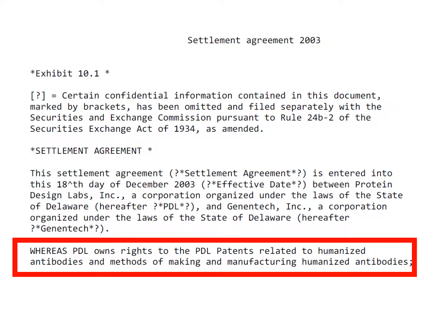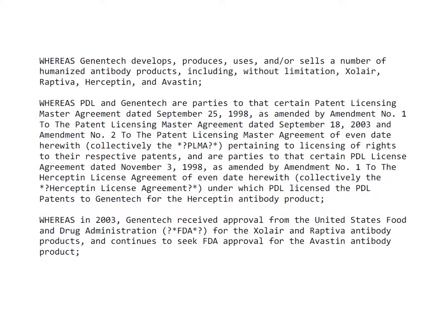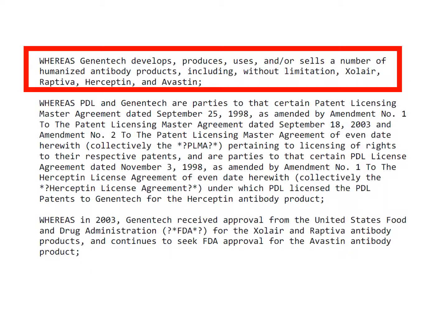We have the whereas clause, again, just setting up the deal so everyone can understand what's going on. It says, whereas PDL owns rights to the PDL patents. It's capitalized. That hints it's going to be a defined term. So whereas PDL owns rights to the PDL patents related to humanized antibodies and methods of making and manufacturing humanized antibodies, whatever those are, going on, and whereas Genentech develops, produces, uses, and or sells a number of humanized antibody products, including without limitation these drugs, Xolair, Raptiva, Herceptin, and Avastin.